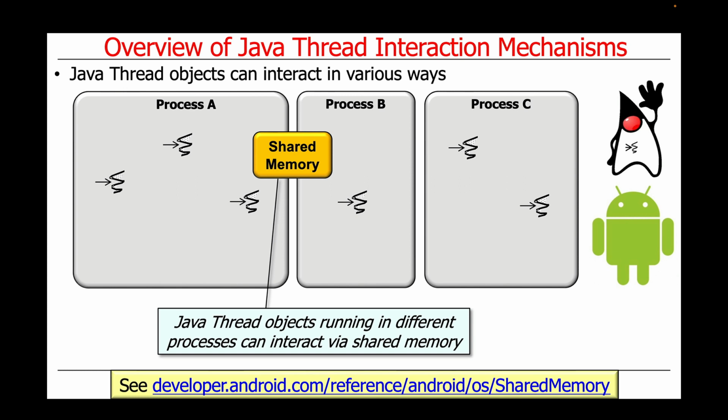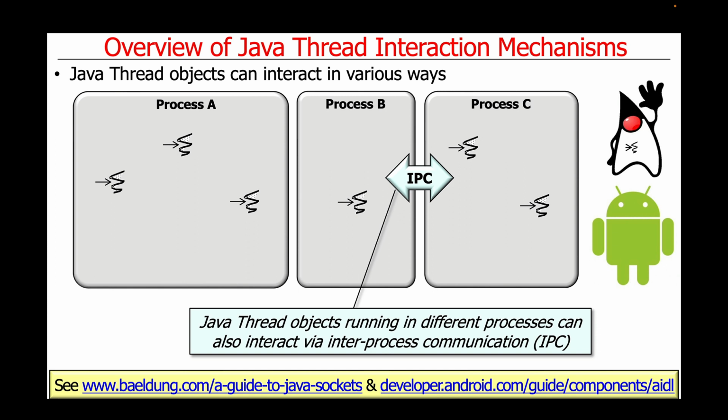Java thread objects running in different processes can interact in various ways as well. For instance, Java thread objects can interact using shared memory, which is a feature provided by the Android operating system platform. Likewise, Java thread objects running in different processes can also interact using different types of inter-process communication or IPC mechanisms, such as sockets or Android's binder mechanisms.